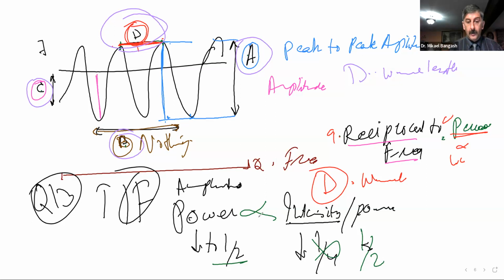It would have been true between power and intensity had they not said 1/4. Did you guys get that? Yep. Good.